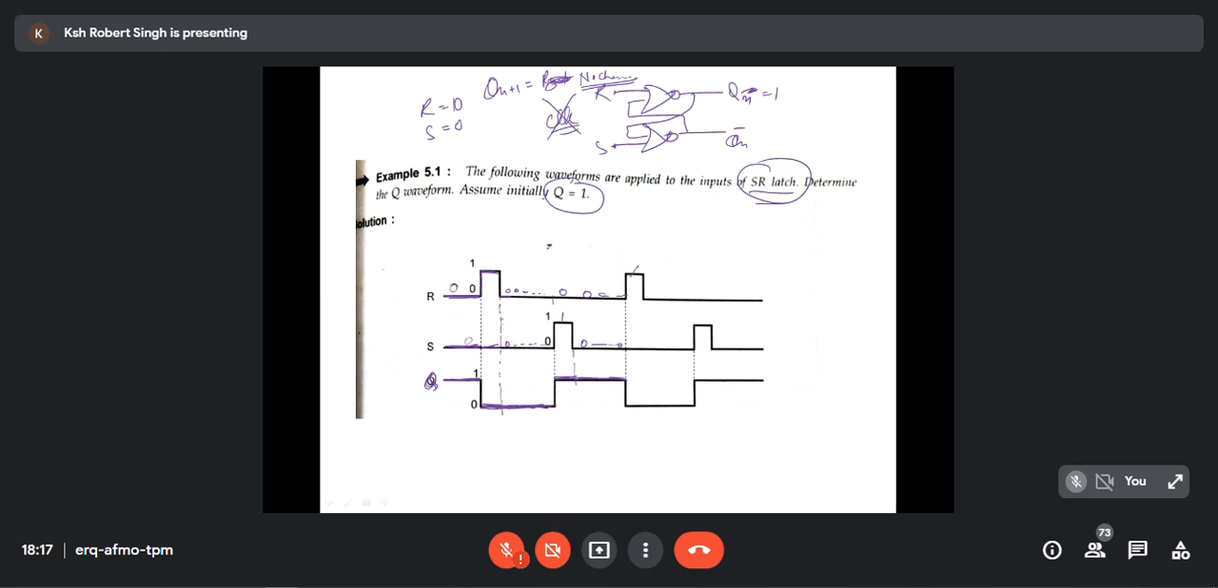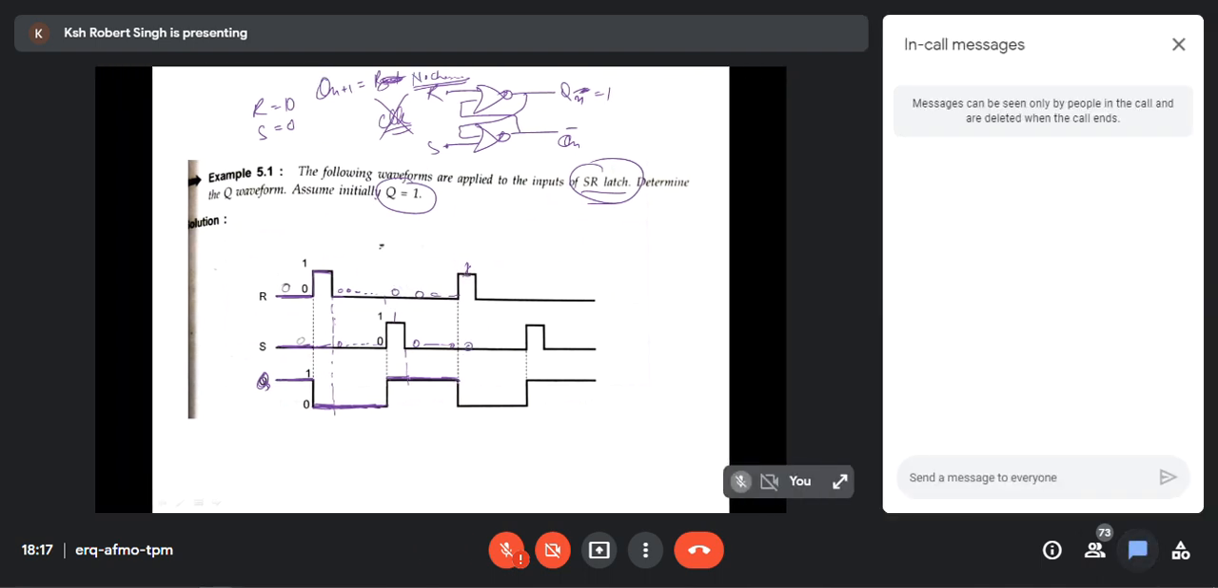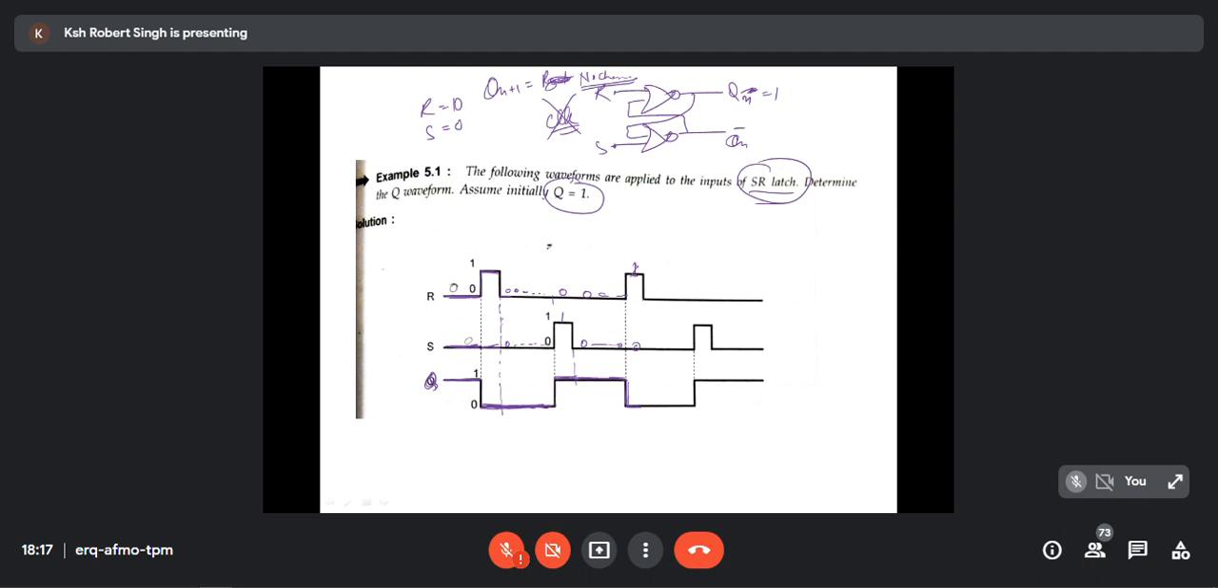Now, R becomes 1. That means reset. So now S is 0, which means it will reset. Reset ho gaya. Output will become low. Can you understand? Are you following? So it will become low.